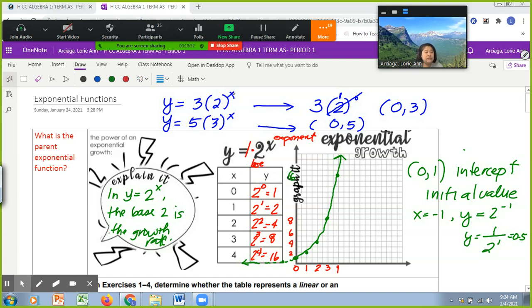The growth rate is the number that has an exponent, because that's what we're raising to the power of. Very good. So your base here is 2. That's your growth rate. What about in the second one? What's the base or the growth rate? 3. Very good. Now sometimes, you also have what we call a decay rate.